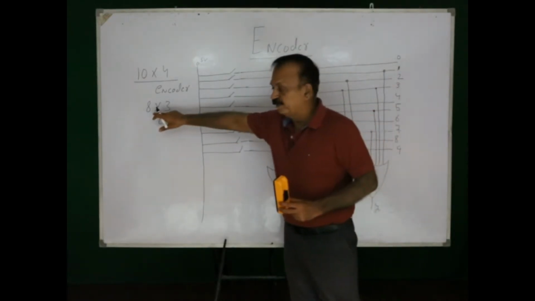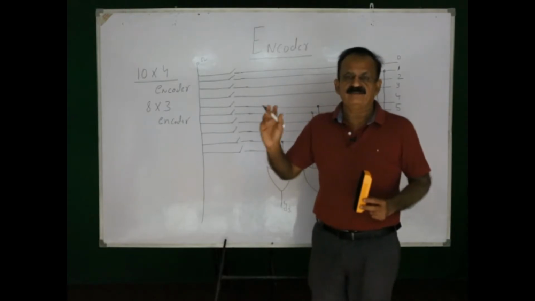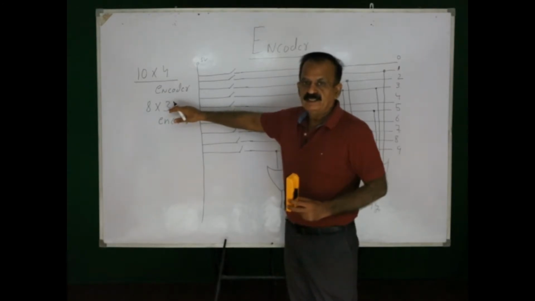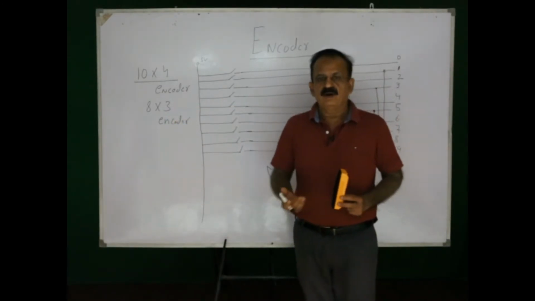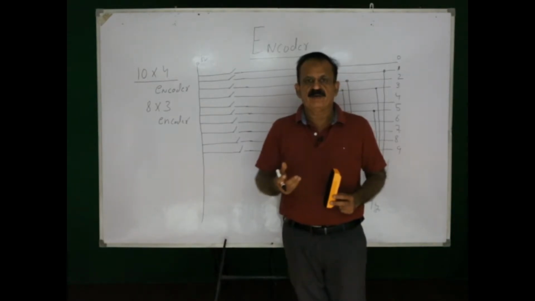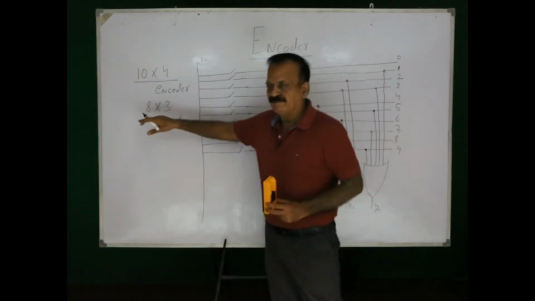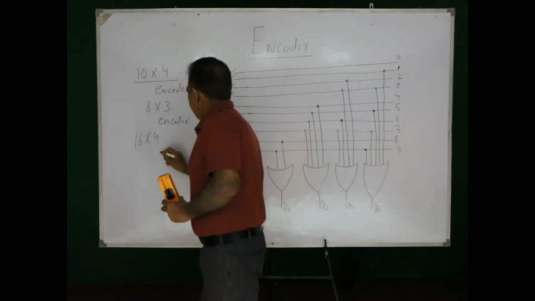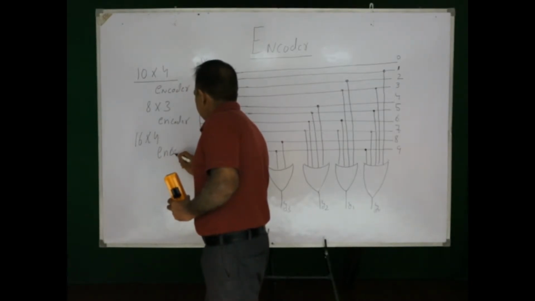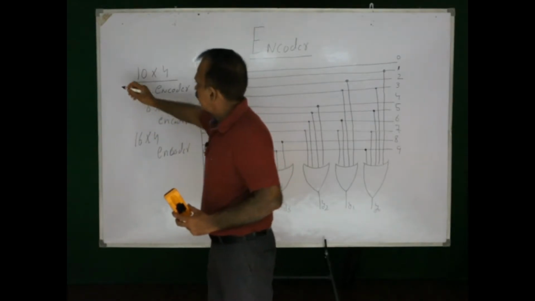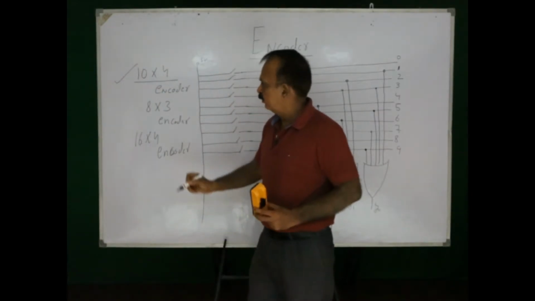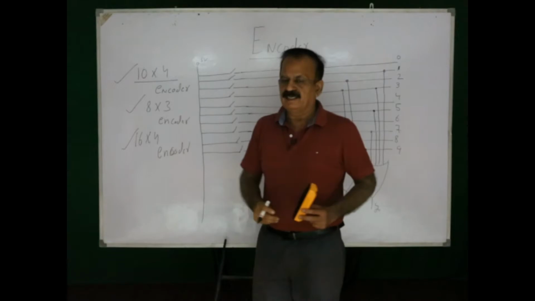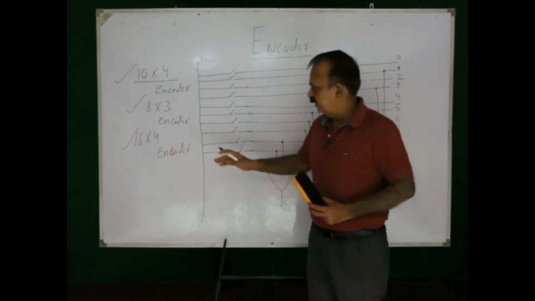The 8 inputs will be the octal digits 0, 1, 2, 3, 4, 5, 6 up to 7. Now, they will be converted into 3 particular outputs, because the octal equivalents will be maximum up to 7, and that will be 1, 1, 1. Similarly, we can have a 16 by 4 encoder also. Now, 16 by 4 will be a hexadecimal to binary encoder. So, this one is a decimal to binary encoder, this is an octal to binary encoder, and this particular encoder is a hexadecimal to binary encoder.